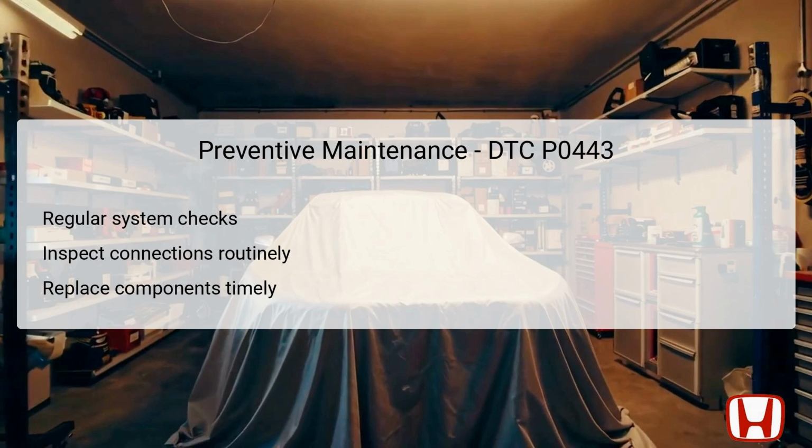Regularly inspect the connections and wiring associated with the EVAP Canister Purge valve to ensure they are secure and free from corrosion or damage. It is also beneficial to replace any aged components proactively, as wear and tear can adversely affect the performance of the vehicle's emission control systems. By maintaining vigilance with these practices, vehicle owners can prolong the life of the EVAP system and enhance overall vehicle performance and compliance with emission regulations.